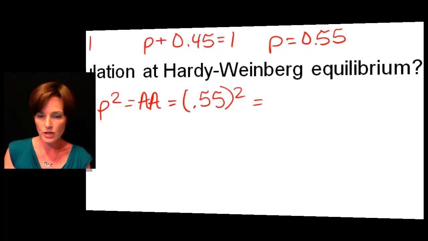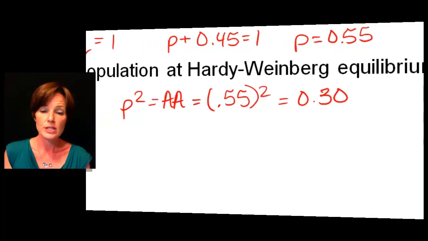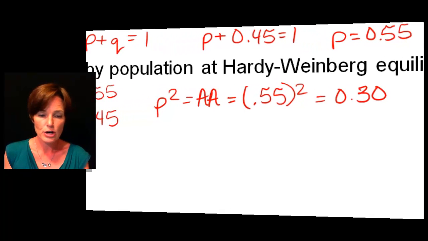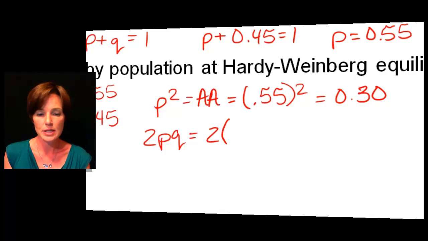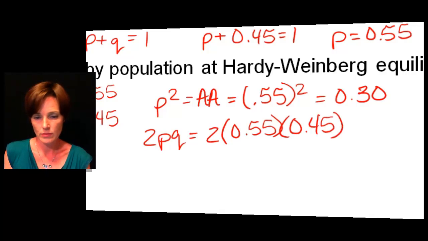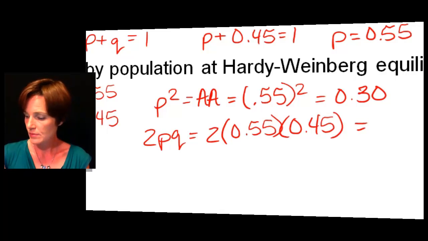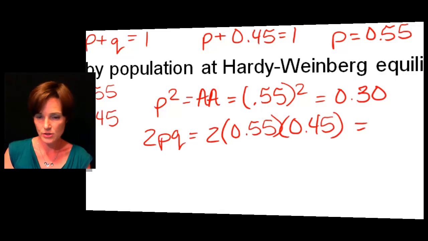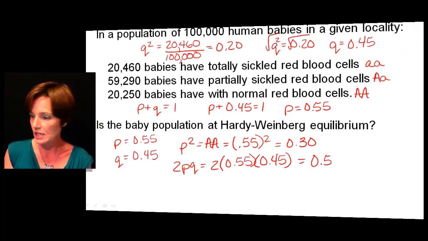So for P squared, we've got 0.30. If we figure out what the heterozygous ones are, that would be 2PQ. So let's plug in the information. We've got 2 times P times Q. Go ahead and multiply that out. So for 2PQ, which is the heterozygous ones, we've got about 0.5.